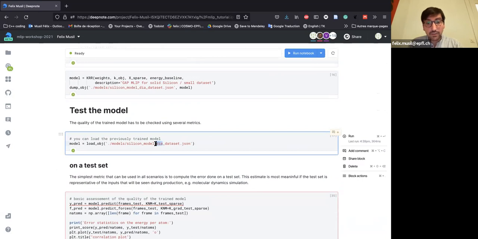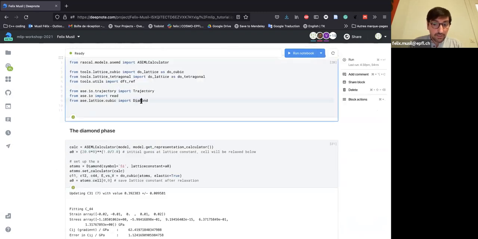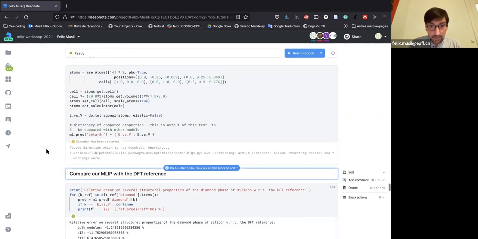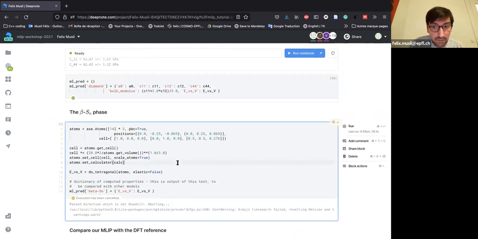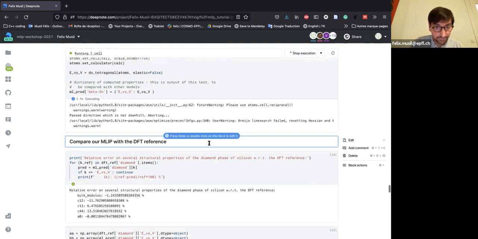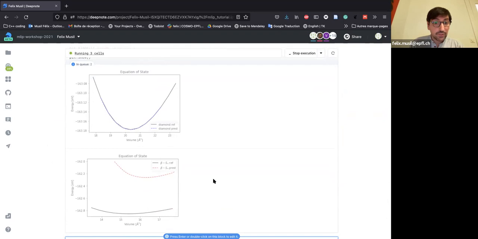So what I'm going to do is load a model trained on the full data set. Used to make this prediction, to see that we have a model that should be reliable. Right, and then we can also compare on other observables, like this energy versus volume curve for the different phases, and see that our model reproduces them quite well. At least it reproduces the DFT reference quite well.